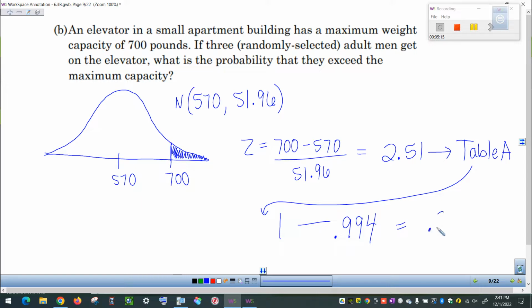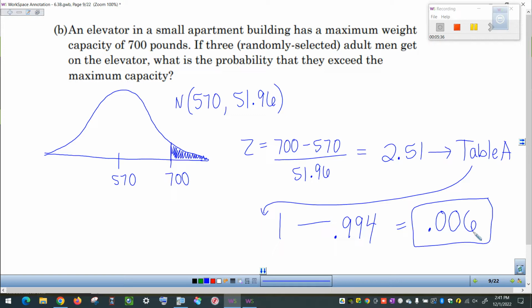And it turns out it's a really, really small probability. It's an extremely small likelihood that the 3 men would exceed the maximum capacity. Less than 1% chance of it happening. It's actually 0.6%. So I would be very surprised if they exceeded the maximum capacity, because it's really not likely to happen. If we ended up getting a probability that it happens like 25% of the time, then I wouldn't be as surprised if it happened, because 25% is way more than 0.6%.